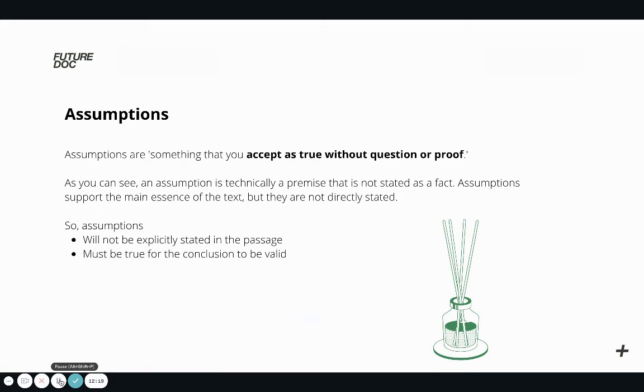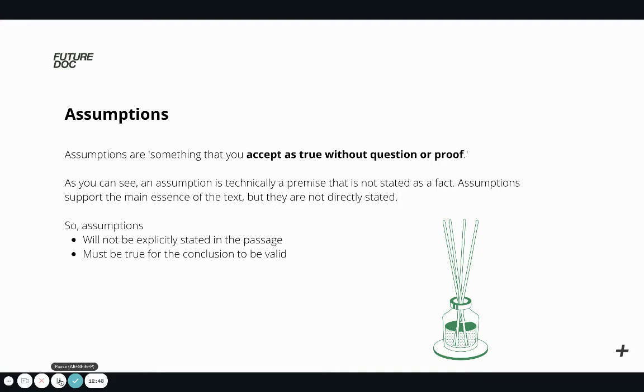Let's move on to the next question style, assumptions. So, what exactly do we mean by assumptions? According to Cambridge Dictionary, assumptions are something that you accept as true without question or proof. As you can see, an assumption is technically a premise that is not stated as a fact. Assumptions support the main essence of the text, but they are not directly stated, unlike premises.